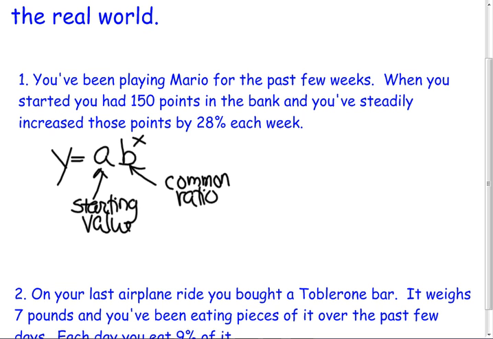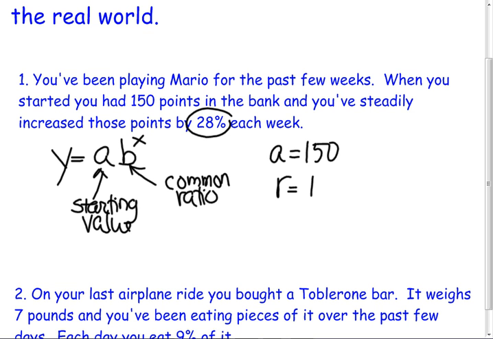So what's our starting value? What's A equal to? 150. That's not hard. The hard part is finding the common ratio. This is the percent increase. So how do you find R? I know that the other teachers call it CR, but in calc we call it just R.